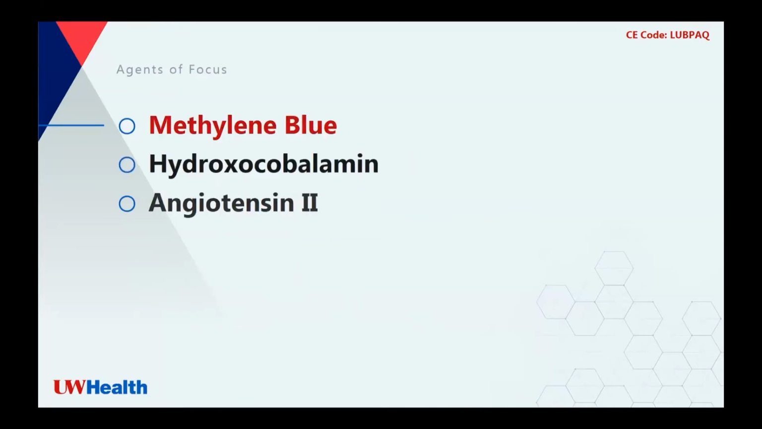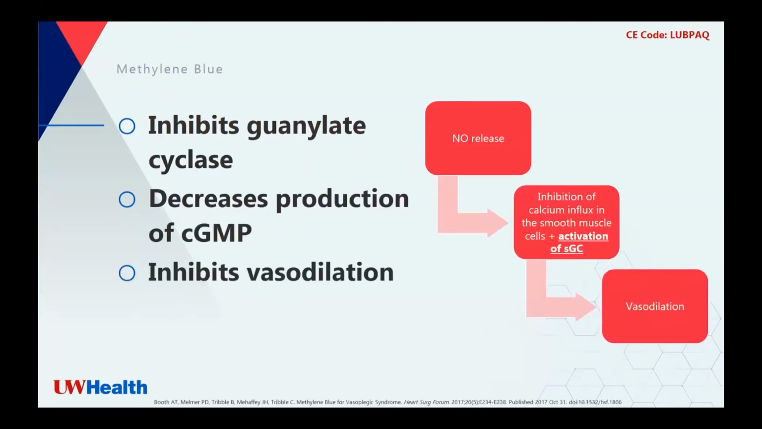So let's start with methylene blue. Methylene blue acts on the nitric oxide pathway that we discussed earlier, and it works by inhibiting guanylate cyclase. By inhibiting this guanylate cyclase, it decreases the production of cyclic GMP, which inhibits vasodilation.